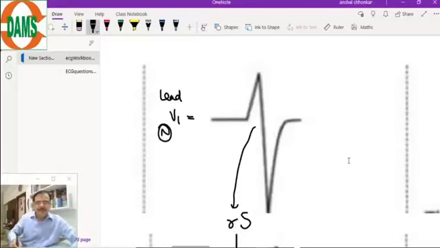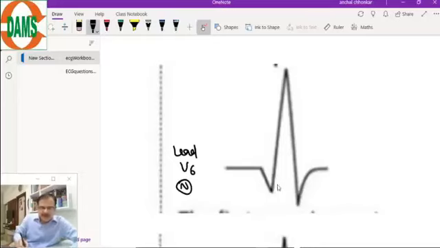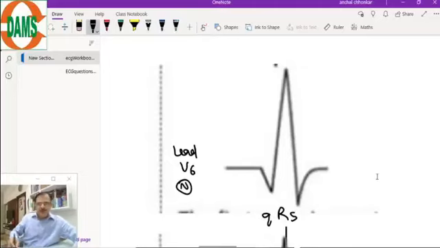Now next example. This was the lead V6 normal. Yes, the first wave is a positive wave, R wave, capital R. Before that, small q. After that, small s. Small q, capital R, and small s wave.